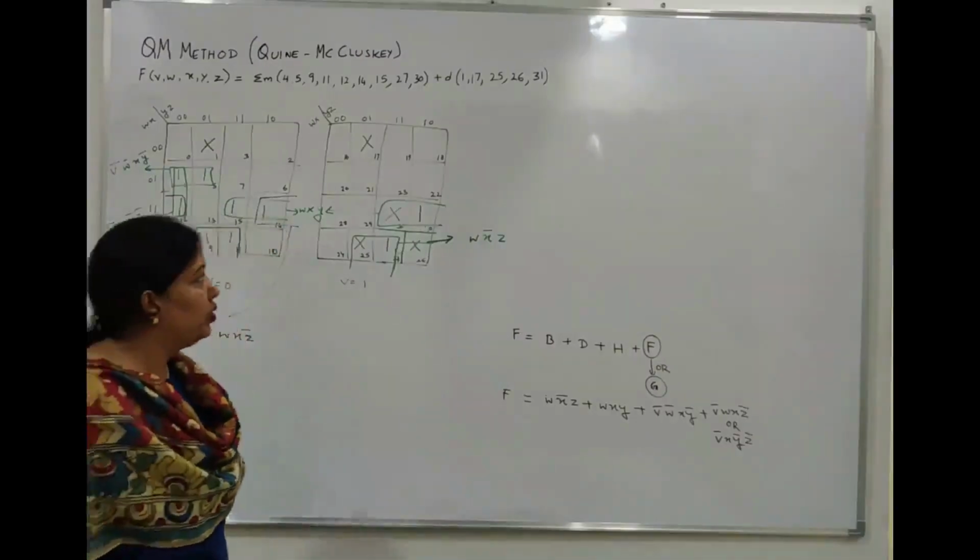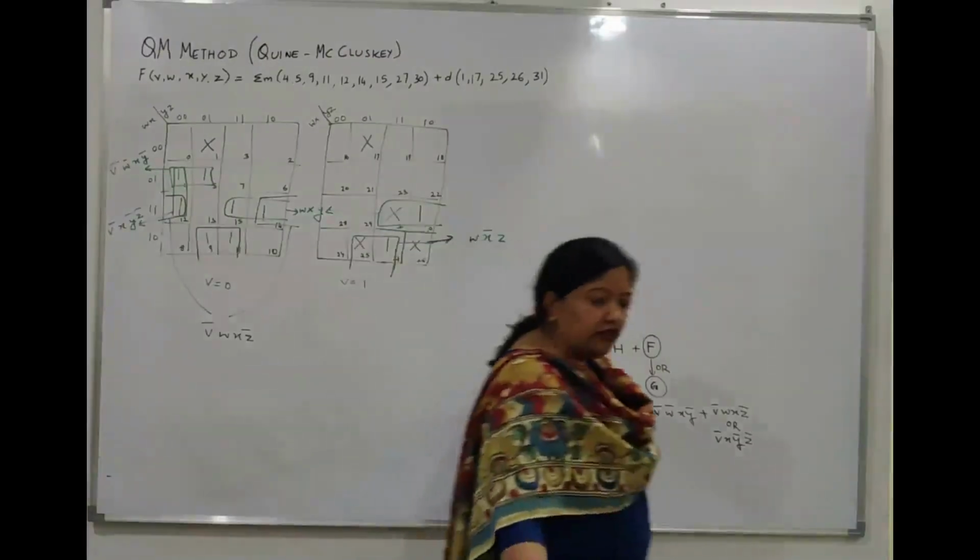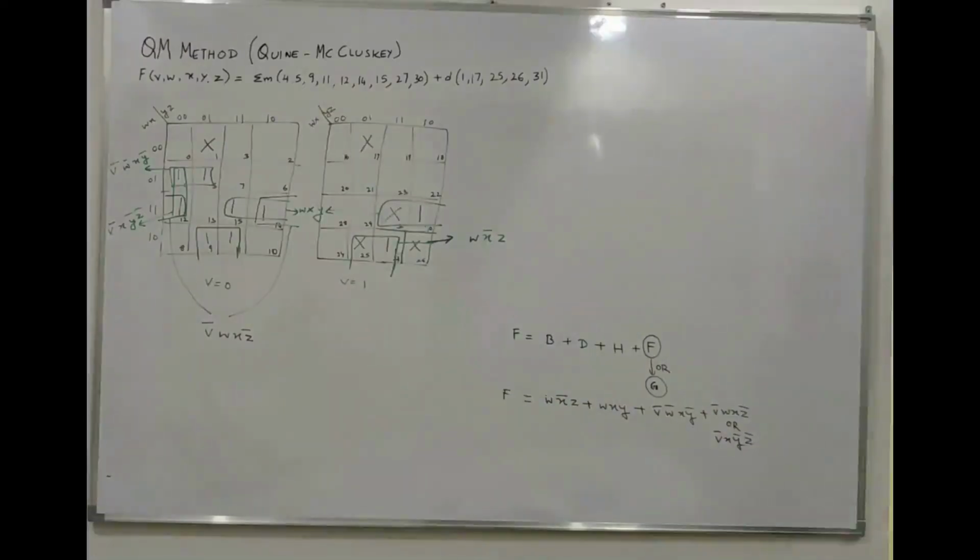So this was all about the QM method. I just gave you this in one class only: how to do it, how to take the minterms along with the don't care terms, and if we are having a problem minimizing it, how to minimize it using a prime implicant table.